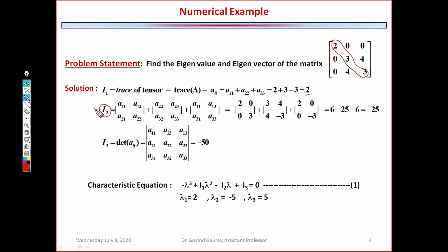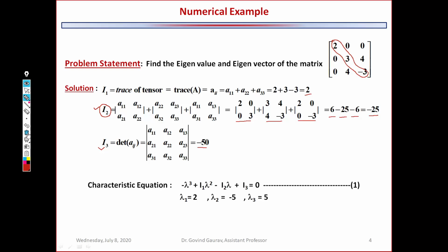From there I can calculate the values of I2. The different terms of the determinants of the subsections have values 6, minus 25, and minus 6. So it will give a value of I2 as minus 25. The third one is the determinant of the matrix, which will give us a value of minus 50.